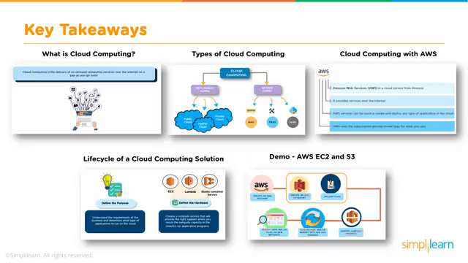Alright, so what did we learn? We learned about what is cloud computing, and understood the basics of cloud computing. We understood the types of cloud computing based on deployment models and service models. And then we understood how AWS is a cloud computing service provider and the benefits of using AWS over other providers. We also looked at the life cycle of a cloud computing solution, and finally we did a demo on AWS EC2 and S3, and we saw how S3 can act as storage for the compute instance.